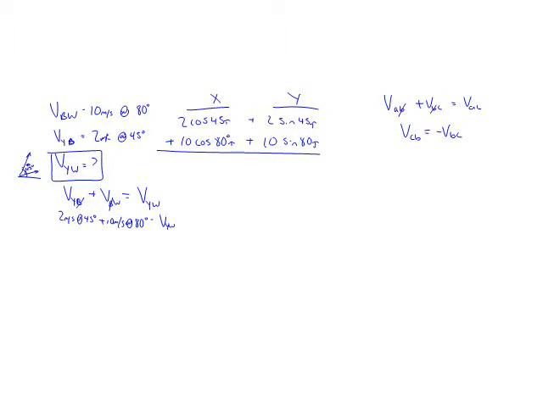We're going to simplify. 2 cosine 45 gives me 1.41, and 2 sine 45 is also 1.41, I hat and j hat. And we have 10 cosine 80 gives me 1.74 I hat. And 10 sine 80 is 9.85 j hat.